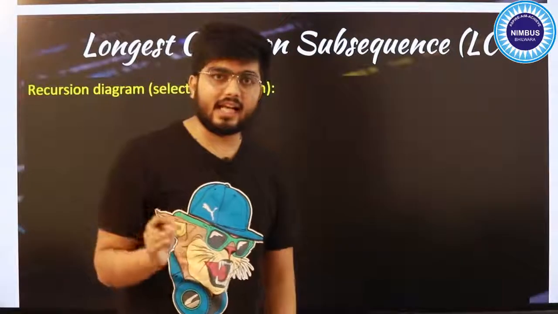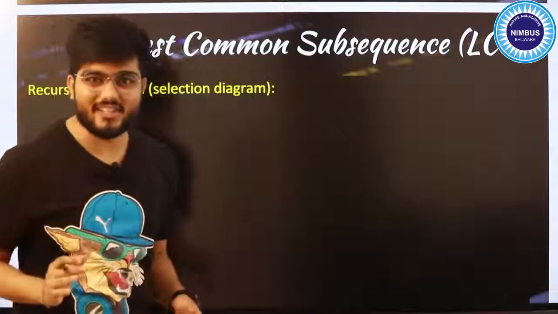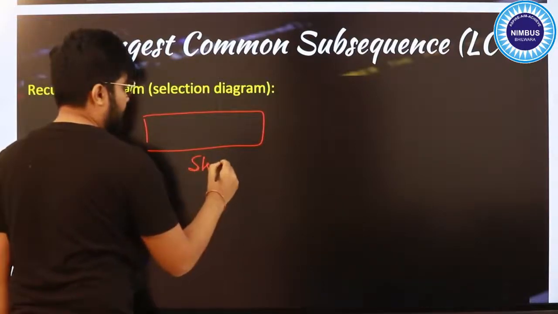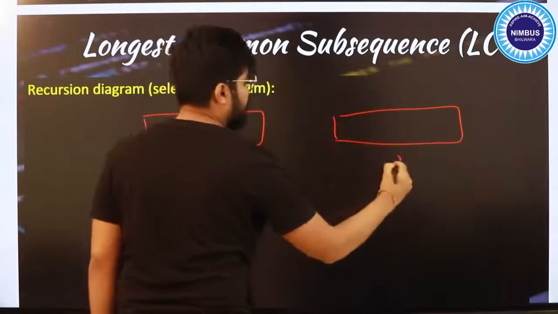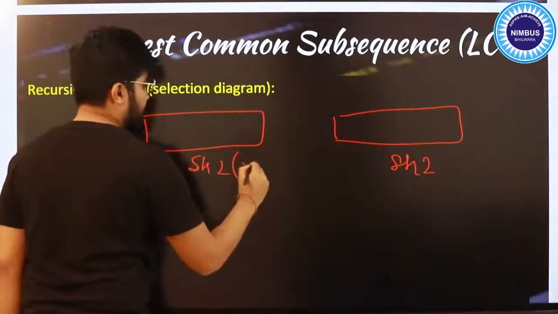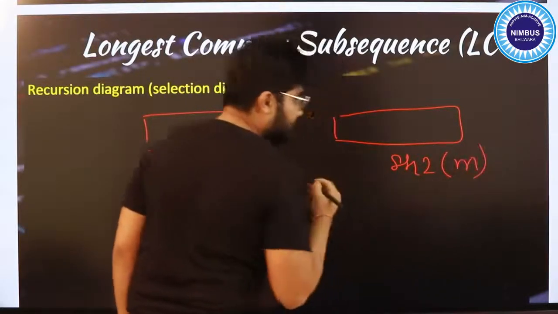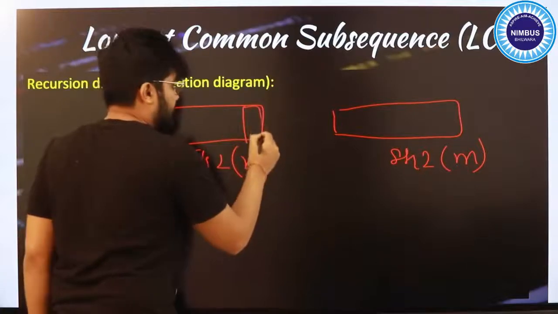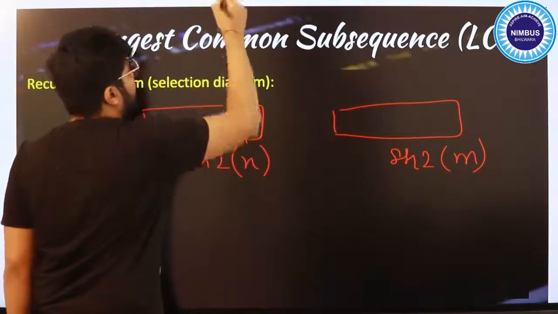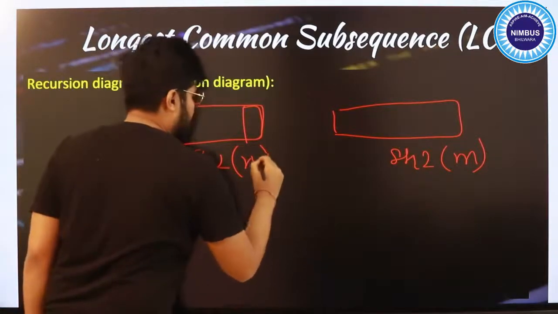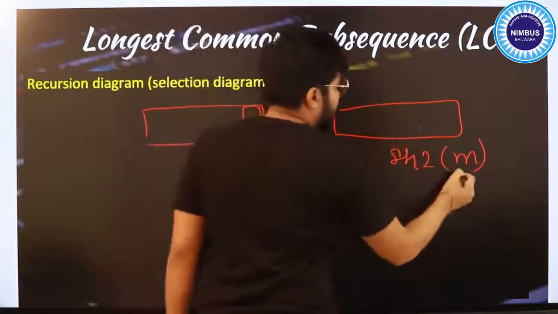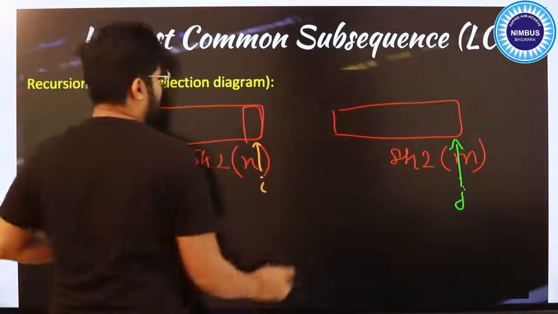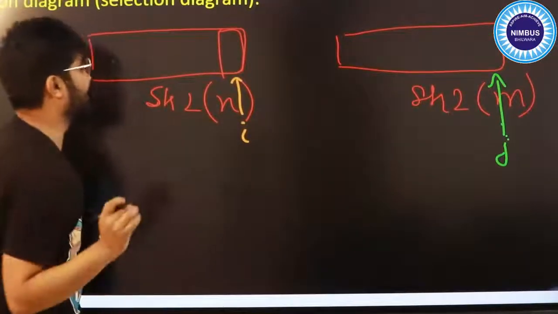Okay, so the very first thing that we do as usual is write our selection diagram or our recursion diagram. So I'm going to make it. The question says we have two strings, so let's say string 1 and another string, string 2. Let's call the length of this N and the length of this M. So we have to find the longest common subsequence. Let's say we have an i as a pointer or index variable which is right now pointing here, and for string 2 we have a j. Let me zoom in a bit, I thought space would be less. Okay, let's start.